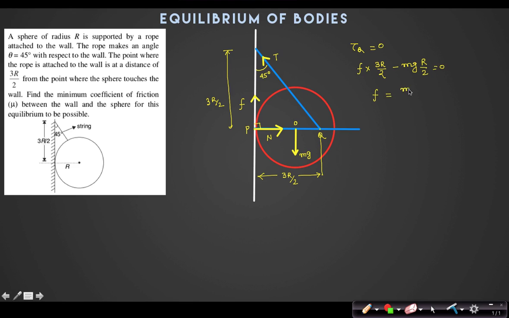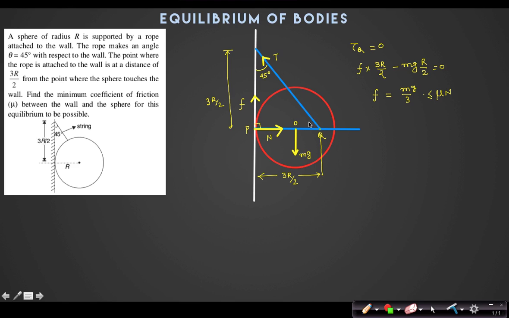Is it mg by 3? Yes sir. Look how easily you can find the friction force. And you need to find the minimum friction coefficient. For that you also need the value of the normal reaction force, because friction is less than or equal to mu into N. So here I think it's the maximum case, no? Minimum coefficient is asked. Yes, you can say so. So in that case, you have to find the normal reaction force N.